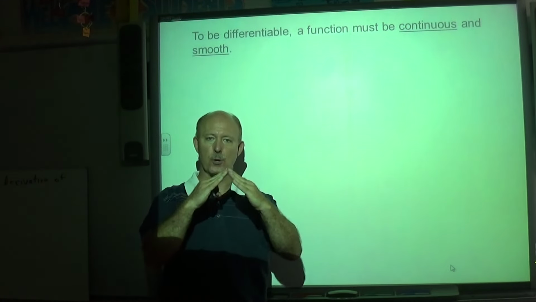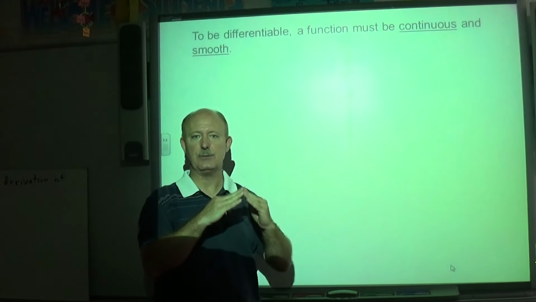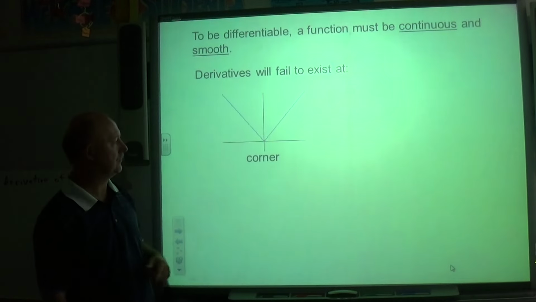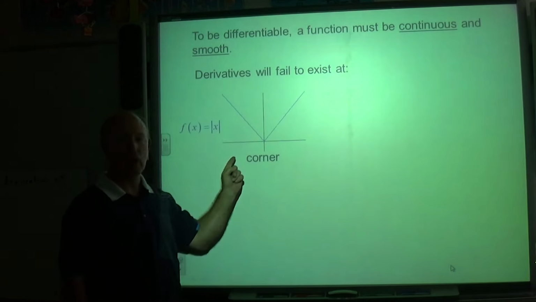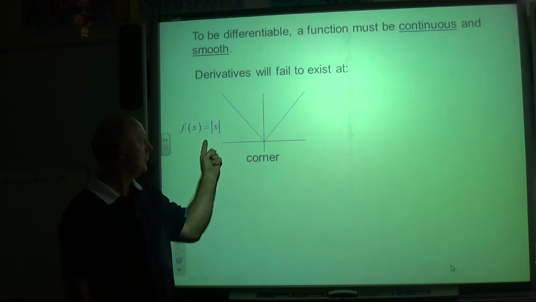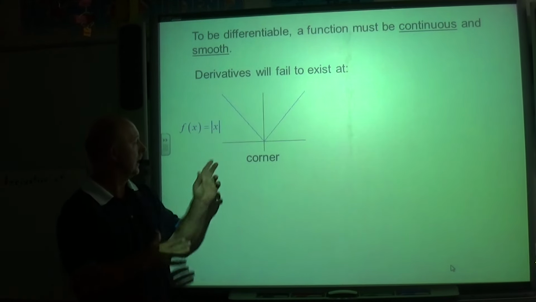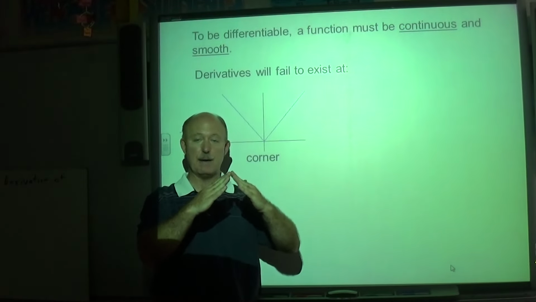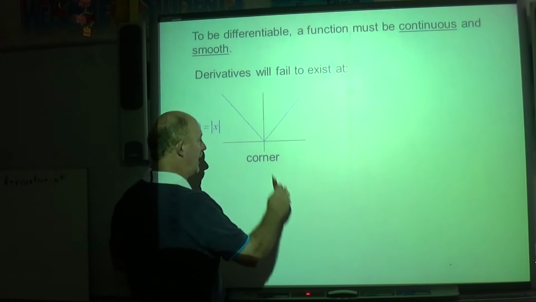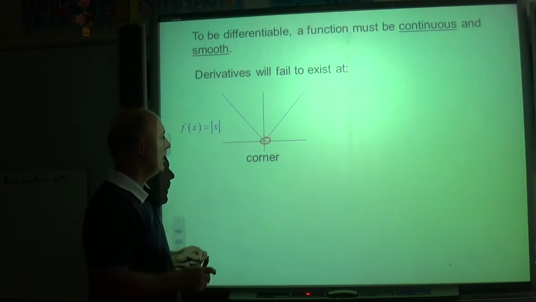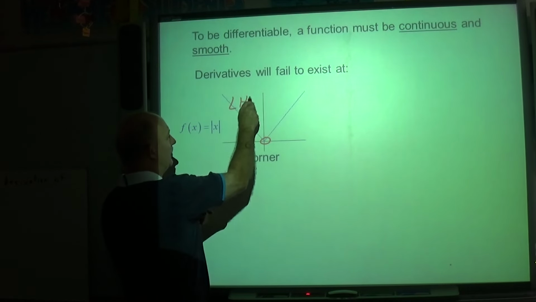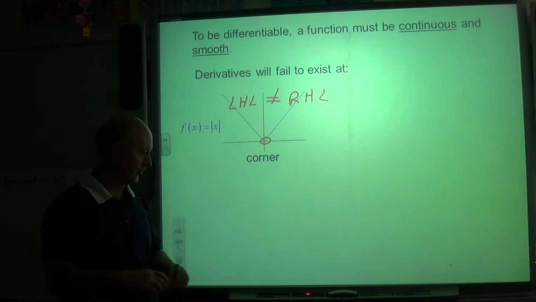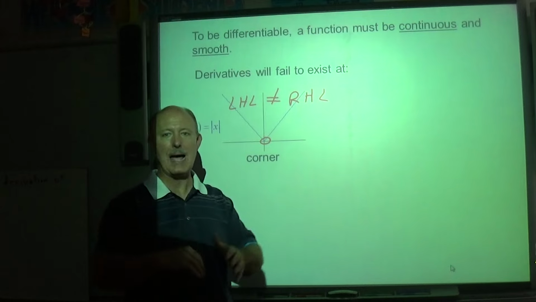If you have a sharp corner, the derivative won't exist at a sharp corner. So we've got some examples here that show the derivatives are going to fail to exist at each of these. First, you've got a sharp corner. For instance, look at the function f of x equals the absolute value of x. A lot of absolute value functions have that V shape. Right here at the corner, the derivative doesn't exist, because the left-hand limit and the right-hand limit are not going to be equal to each other. So the left-hand derivative is not going to equal the right-hand derivative.